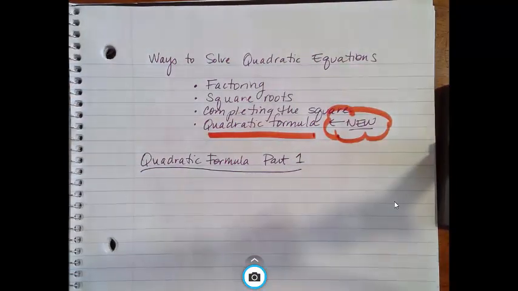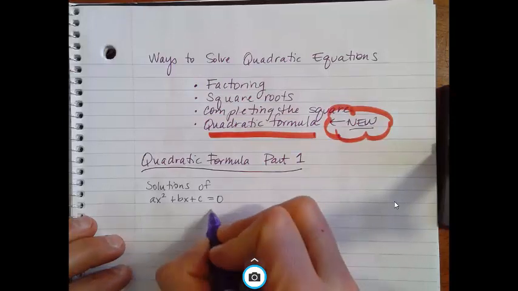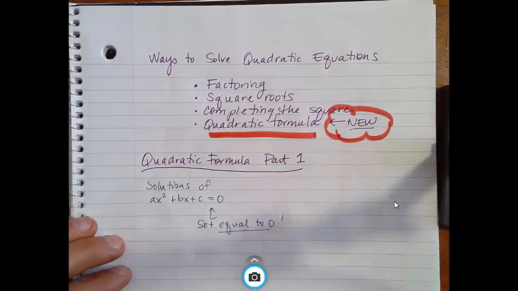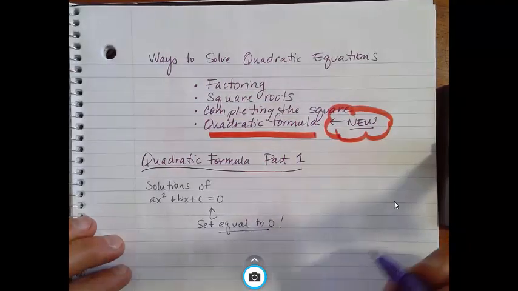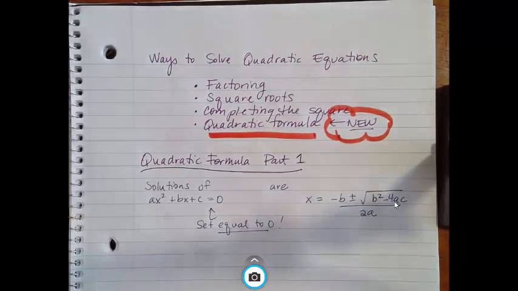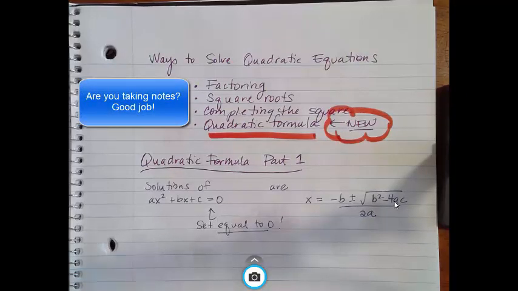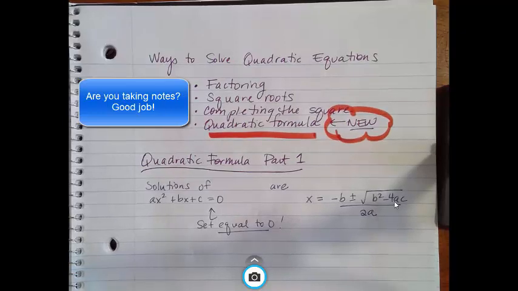So the quadratic formula is used to solve equations in this form. So notice that it's set equal to 0. That's important, just like factoring. And the solutions are... On your agenda for today, there's a link to the quadratic formula song, which is a fun way to remember this formula. It's pretty important, comes up a lot. Okay, let's jump into some examples.